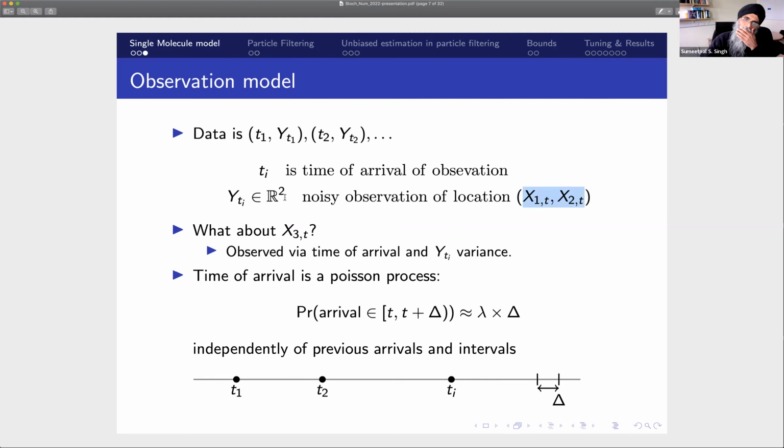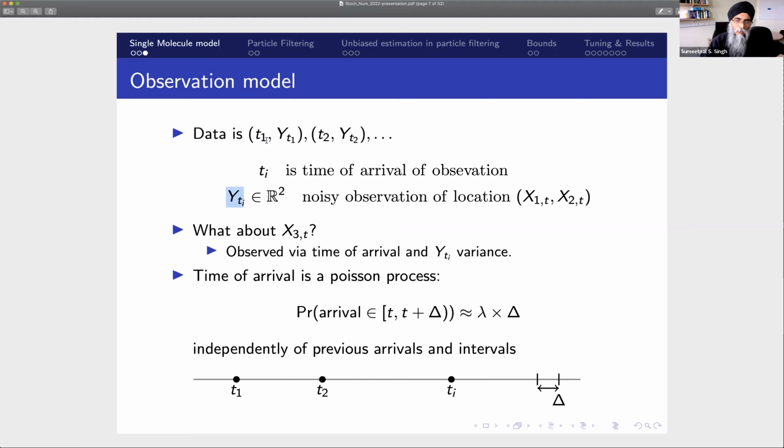And then the natural question arises: what about x3? What about its depth? Do we observe it at all? Well, yes, we observe it indirectly, as I will explain next. We observe it indirectly through the time of arrivals and also through the variance of the observation. And I'll tell you more about that in the slide to come.